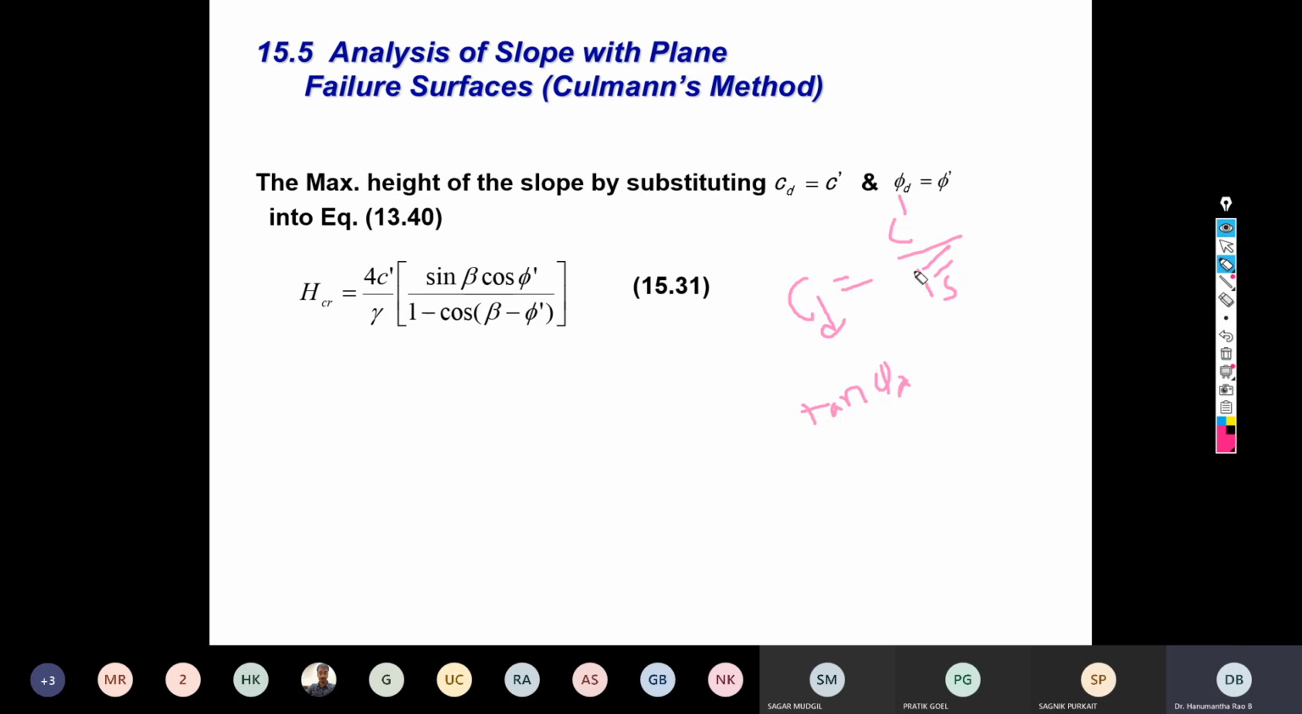So if you want to determine the factor of safety, you can keep substituting c_d equal to c dash by factor of safety and tan phi_d equal to tan phi dash by factor of safety in this equation. Or if you don't want the factor of safety, if you assume that the factor of safety is approximately 1, where it is on the verge of stable condition, then one can determine the minimum height of the slope required. So the same equation can be used to determine the factor of safety for a known height of the slope, or, if you assume that the factor of safety is unity, the critical height of the slope as per Culmann's method.